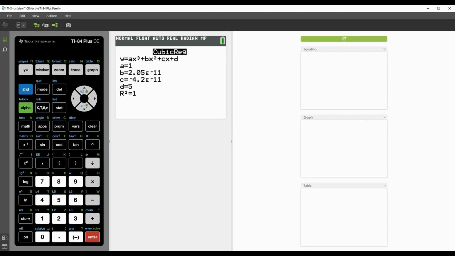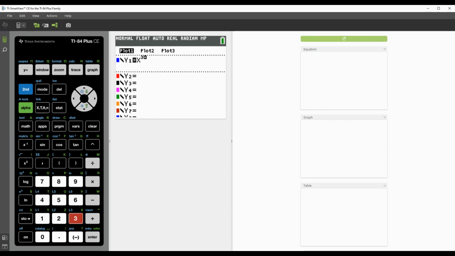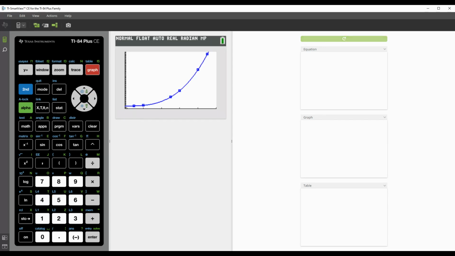But look at the R square value. This is showing that it's perfectly correlated to a cubic. So even though the other one was pretty good, 0.998, this one is 1. So let's type this in. We're going to call those 0. So I go to y is equal to, and I say x cubed, and then 0x squared, 0x plus 5, and I'm going to hit graph. And look at that. It literally goes exactly through it.